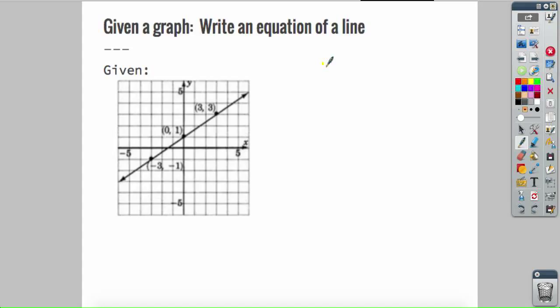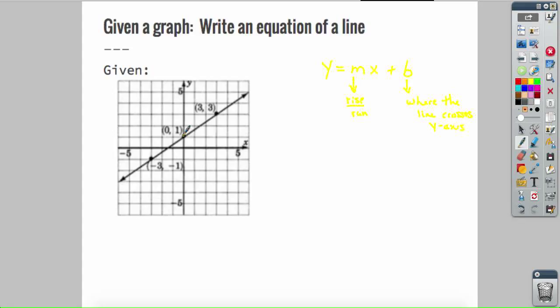And so here we're going to be given a graph, and we want to write an equation of our line. So remember, an equation of our line is going to be represented as y equals mx plus b, and remember that m is represented as rise over run. So that's one thing that we need to find from our graph. B is also going to be the place where the line crosses that y-axis. So we need to find those two pieces of information so that we can move forward.